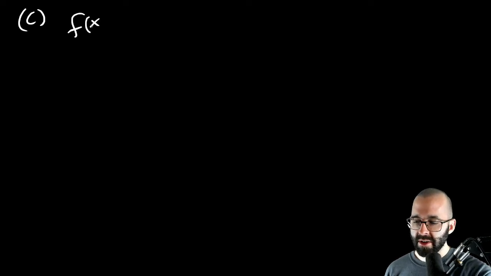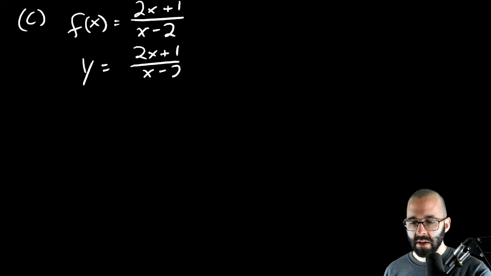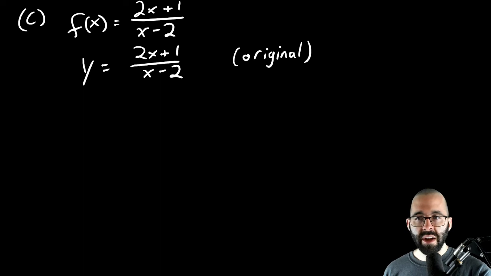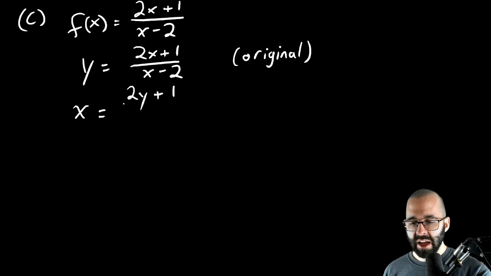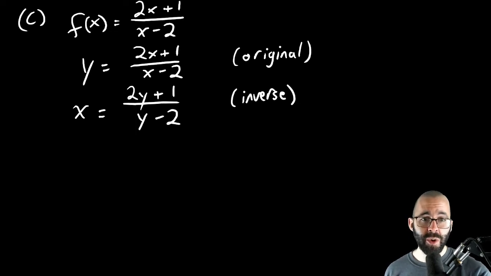In letter C, I want you to do this for a harder function. Let's see how your algebra skills are. Let's do it for this function. Step 1, write this with y's and x's. All right, this is our original function. To find the inverse function, we switch all the y's and all the x's. So this looks weird, but this is going to be our inverse function. But we do have to solve for y. So strap yourselves in.